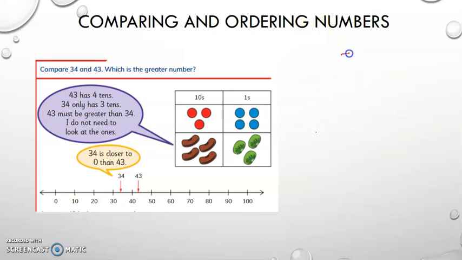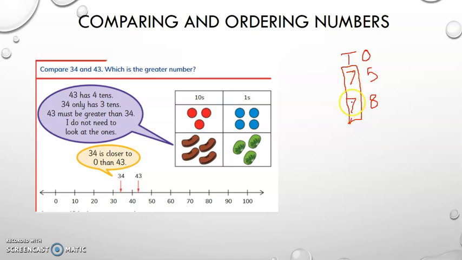Now is it always so? Is it enough to compare only the tens place every time? No. Let us look at the numbers 75 and 78. Considering the biggest place value, you can see both the digits are the same. Both the numbers have 7 tens. The tens place has the same value in both.